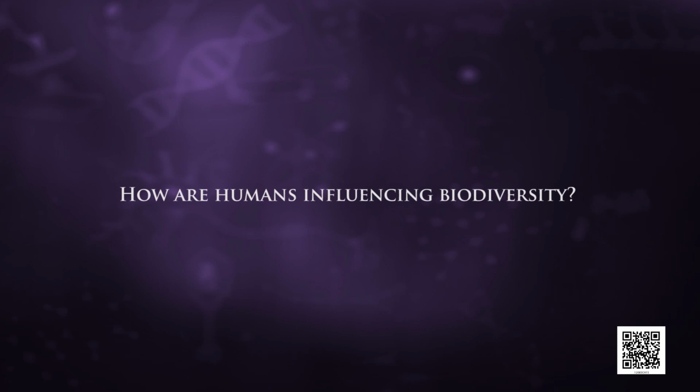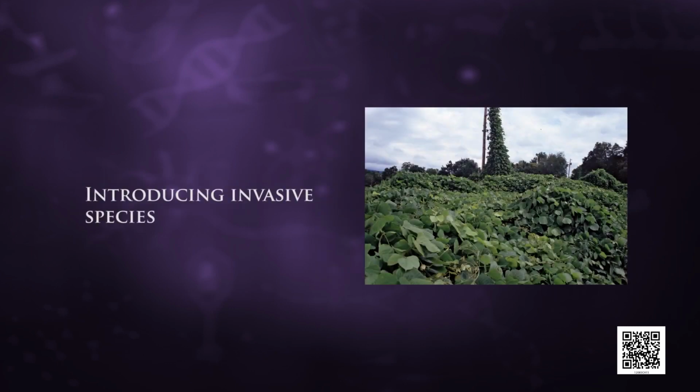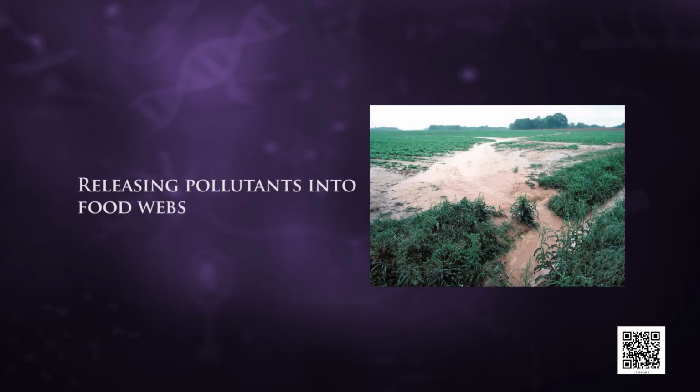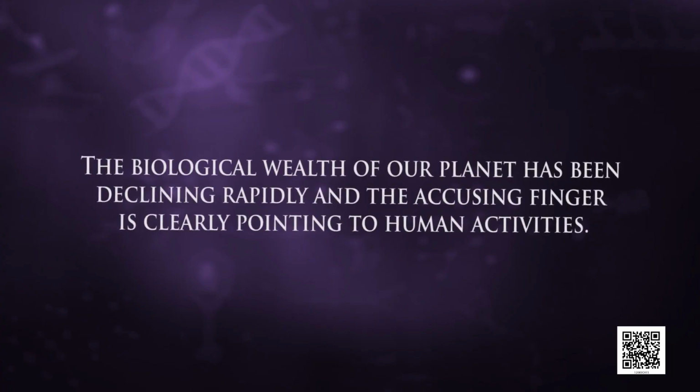How are humans influencing biodiversity? Humans reduce biodiversity by altering habitats, hunting, introducing invasive species, releasing pollutants into food webs, and contributing to climate change. Biologists compare loss of biodiversity to destroying a library before its books are ever read. While it is doubtful if any new species are being added through speciation to the Earth's treasury of species, there is no doubt about the continuing losses. The biological wealth of our planet has been declining rapidly, and the accusing finger is clearly pointing to human activities.